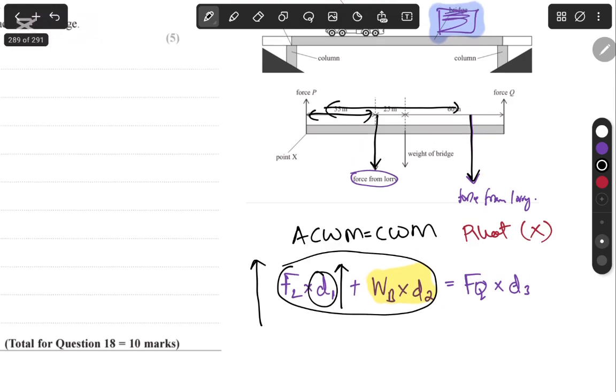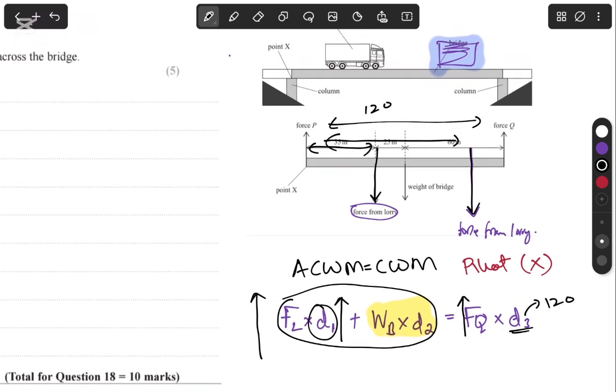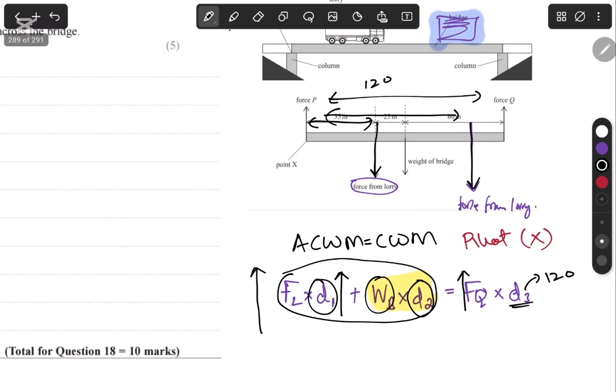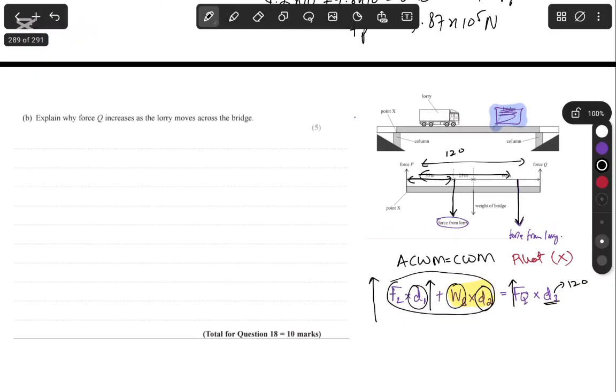Now, to ensure that anti-clockwise moment is equal to clockwise moment, the force Q will increase, and the distance from force Q to point X will remain the same. It will remain 120. If you calculate the total distance here, it will be 120. That won't change. You can't magically move around these things, right? You can't move those columns further, or the bridge. So that will remain 120. So the force Q will increase to make sure the anti-clockwise moment is equal to the clockwise moment. Okay, so that's going to be the answer to that.